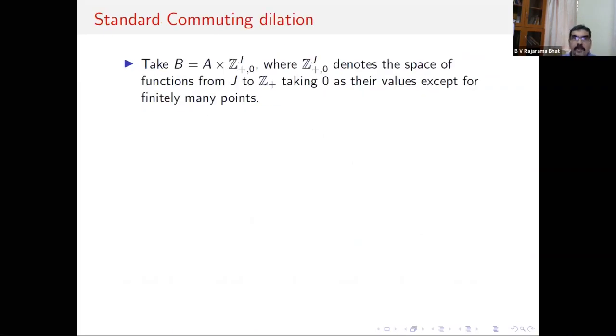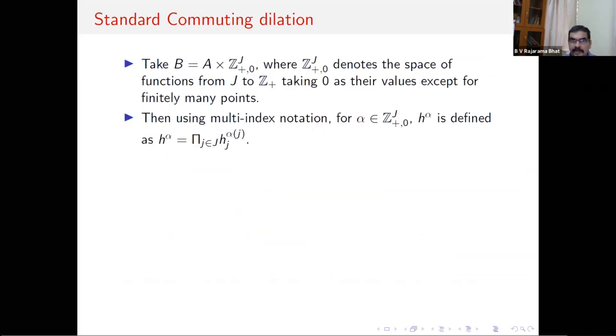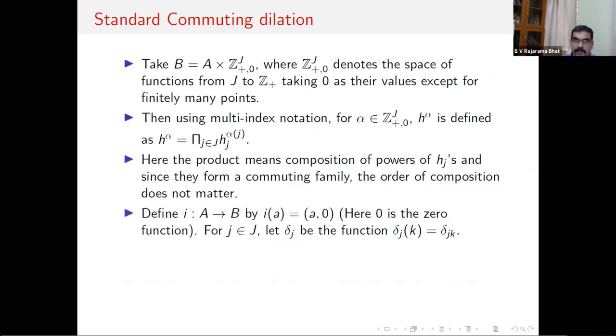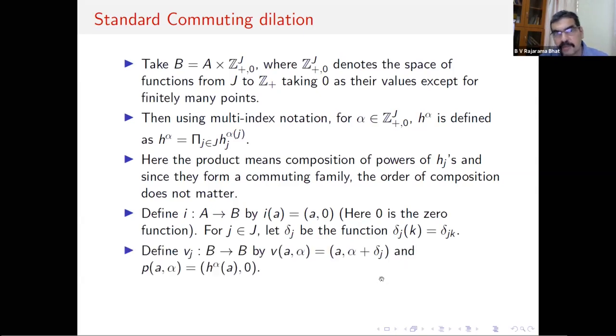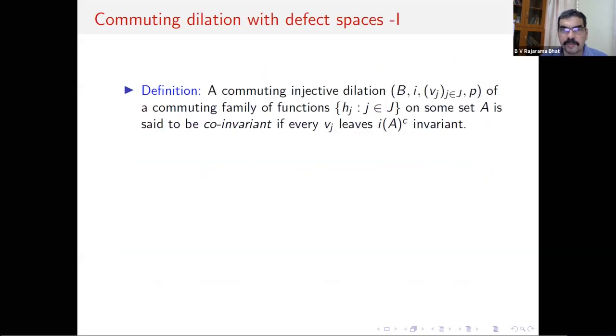And here is the construction. I will not go into the details. I have written it down, but I think there is no need. It is a very natural construction. Earlier we had just Z plus; now you look at Z plus to the J. This is the space for all the indices. You need a copy of Z plus, and you embed everything as 0, where 0 is the zero function. Now we have the shifts in each copy like that. We have the standard commuting dilation. It is a very natural thing: you just copy and it works. You get a minimal commuting dilation, and the same thing you can do with the defect spaces also.